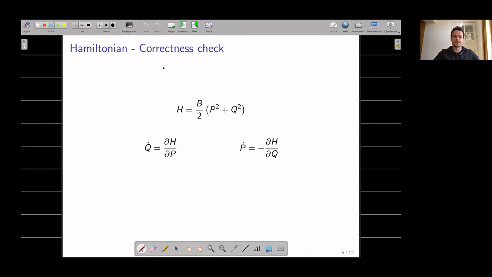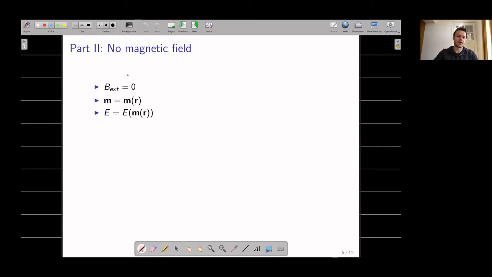Okay, well, here there is the correctness check, but I show you very quickly the equations of motion, if you don't remember them, the Hamiltonian formulation of classical mechanics. Now we're going to move to the second part, when there is no magnetic field. Are there any questions or something that was unclear about this stage? You can ask me now. If not, at the end.